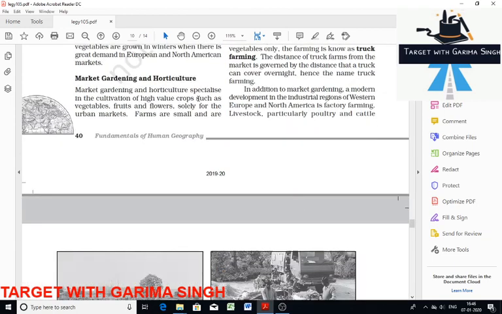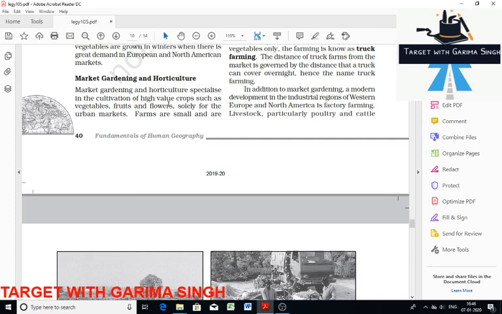Then market gardening and horticulture. So vegetables, fruits and flowers are grown. Small farms located nearby urban areas. Good transportation is required. Labor and capital intensive, use of irrigation, HYV seeds, fertilizers and pesticides. Greenhouses and artificial heating are used in cold regions. Then this is practiced in Northwest Europe, Northeastern USA and the Mediterranean region.